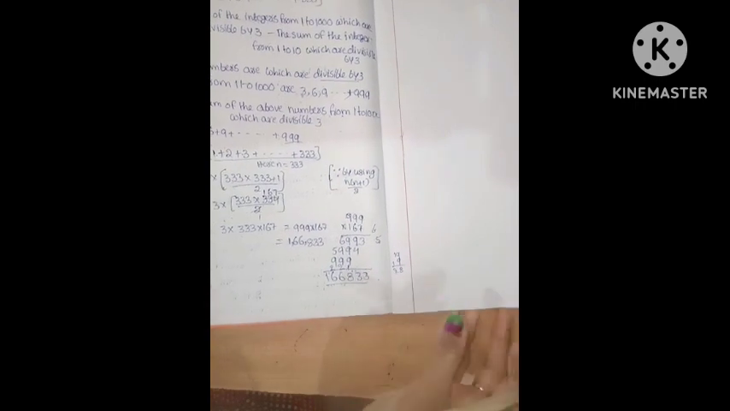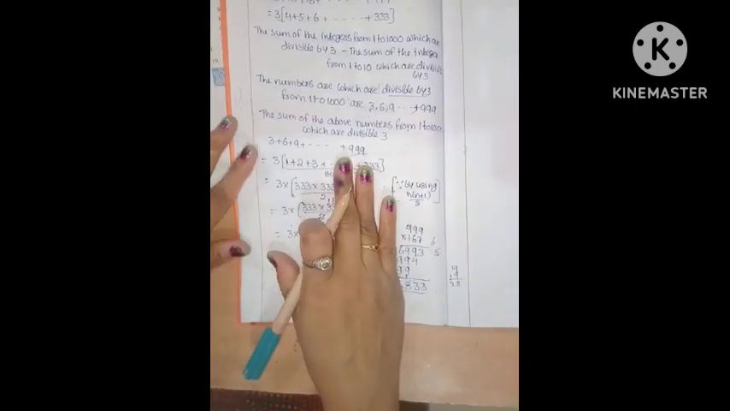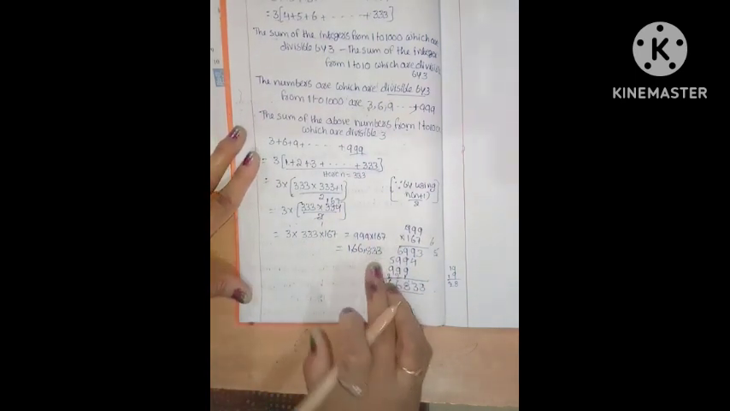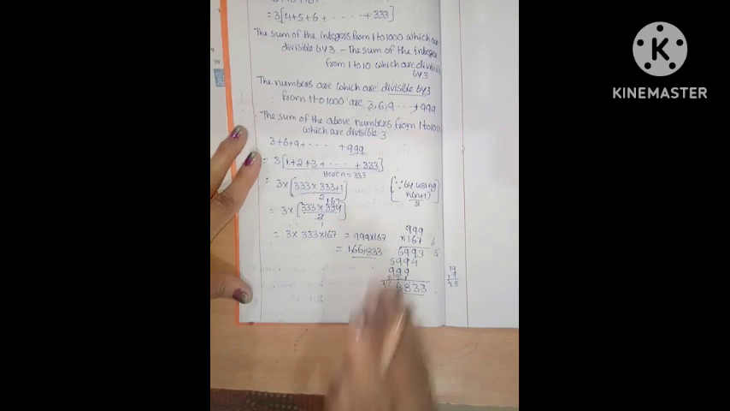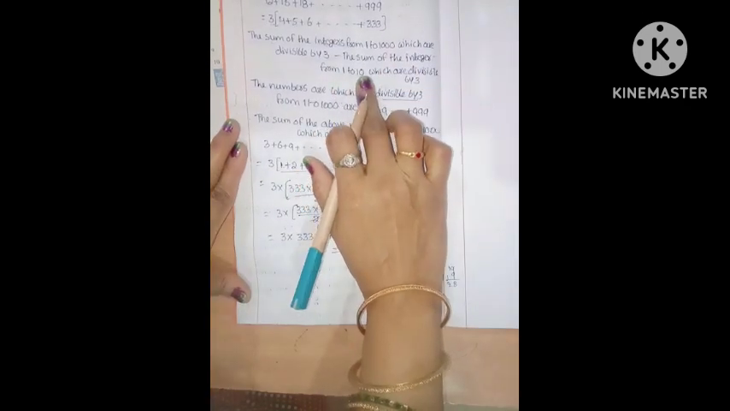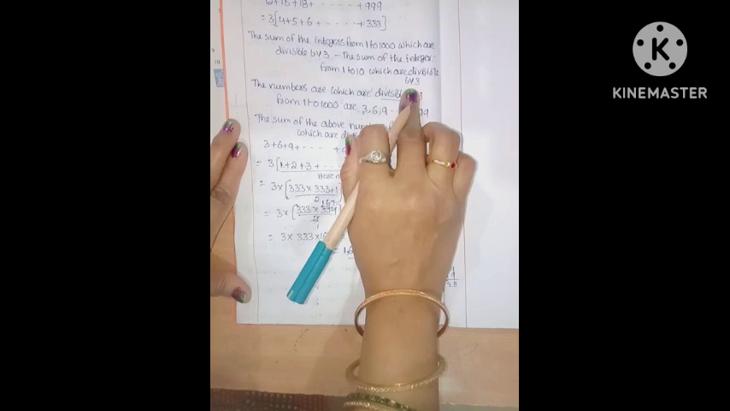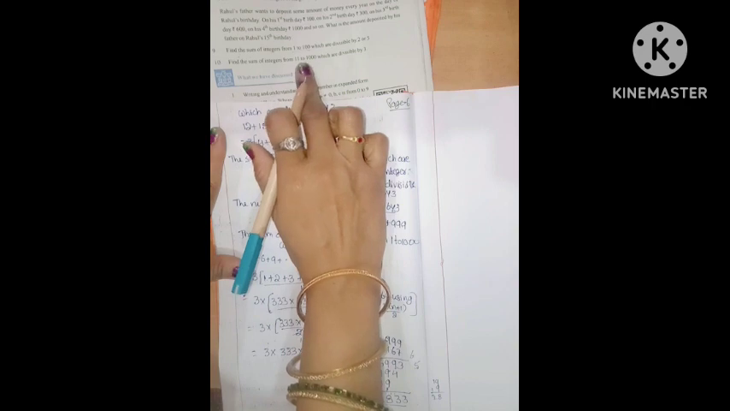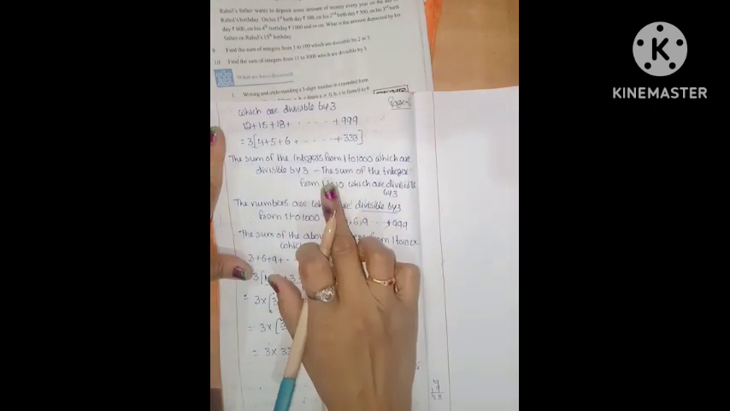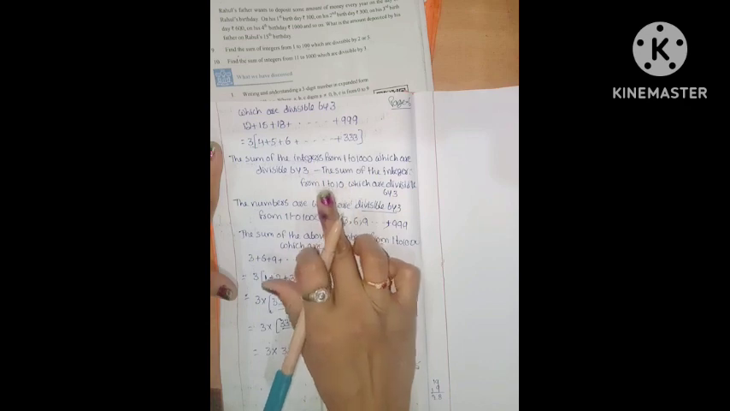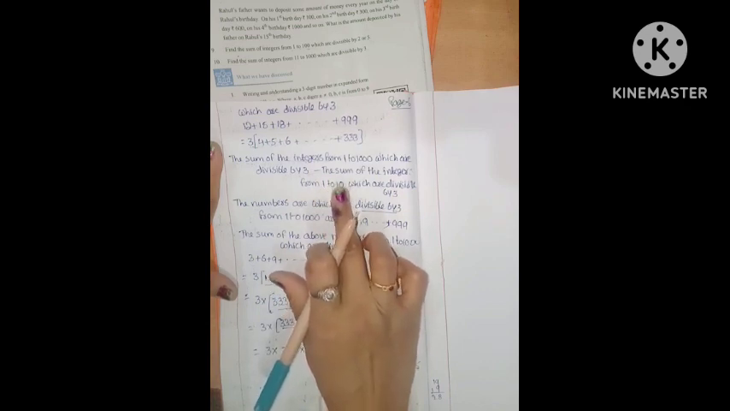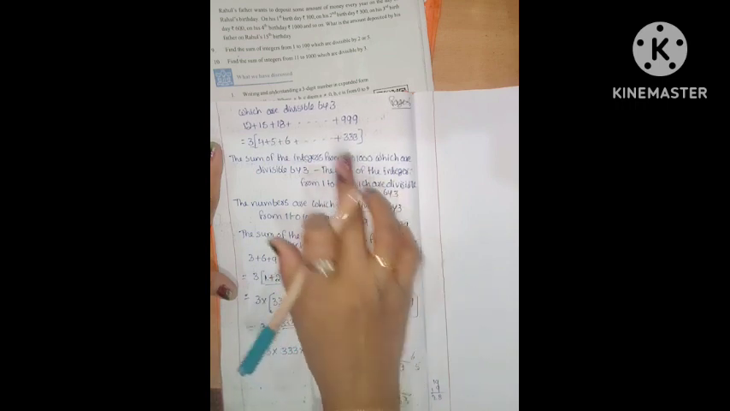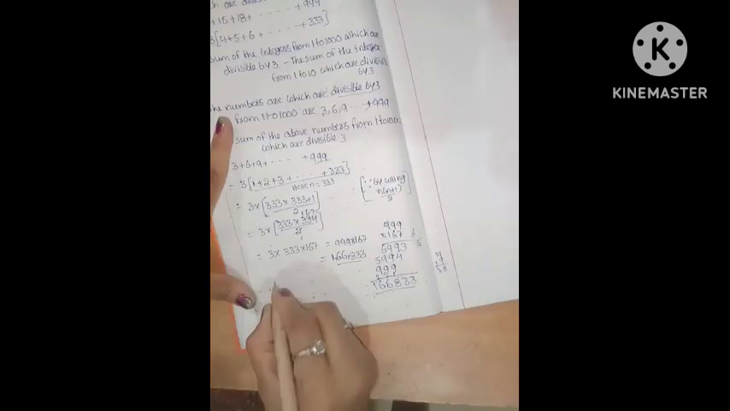1,66,833. This is the sum of the integers from 1 to 1000 which are divisible by 3 only. Next we have to find out the sum of the integers from 1 to 10 which are divisible by 3. Why? Because here the given problem is from 11 to 1000 only.